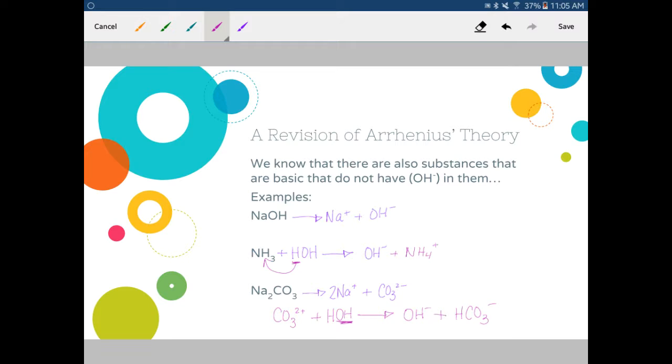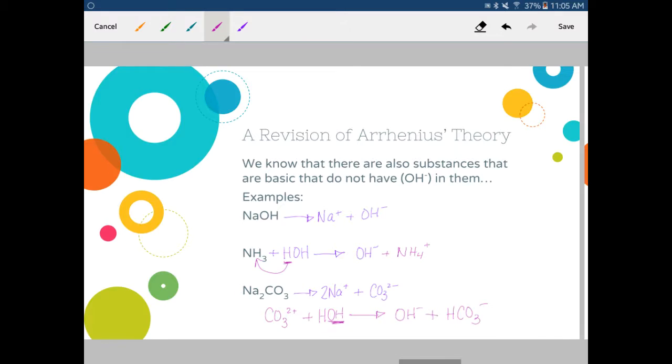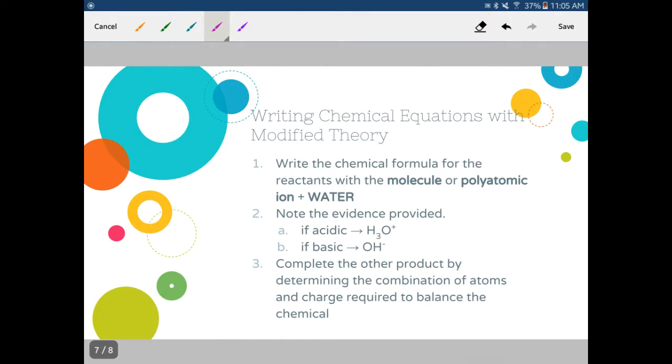So how do we know how to predict these types of reactions and what is really going on here? Let's take a look at that. To start out, we write the chemical formula of our reactants with the molecule or polyatomic ion plus water. If we have an acidic property, or an acidic solution, we're going to be forming our hydronium ion. If we have a basic property, we are going to form the hydroxide ion.